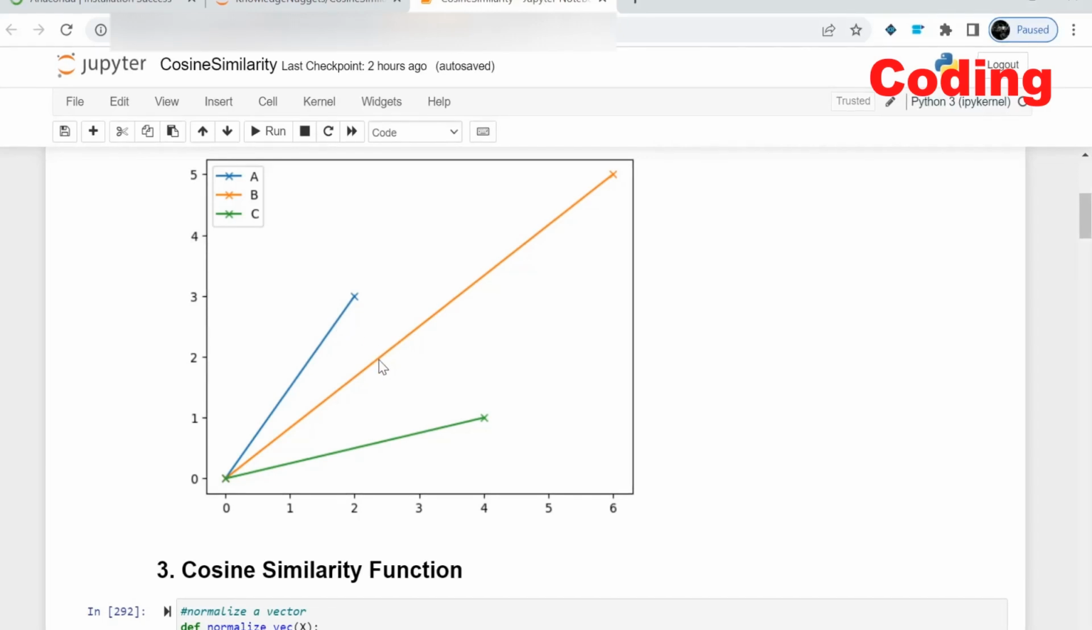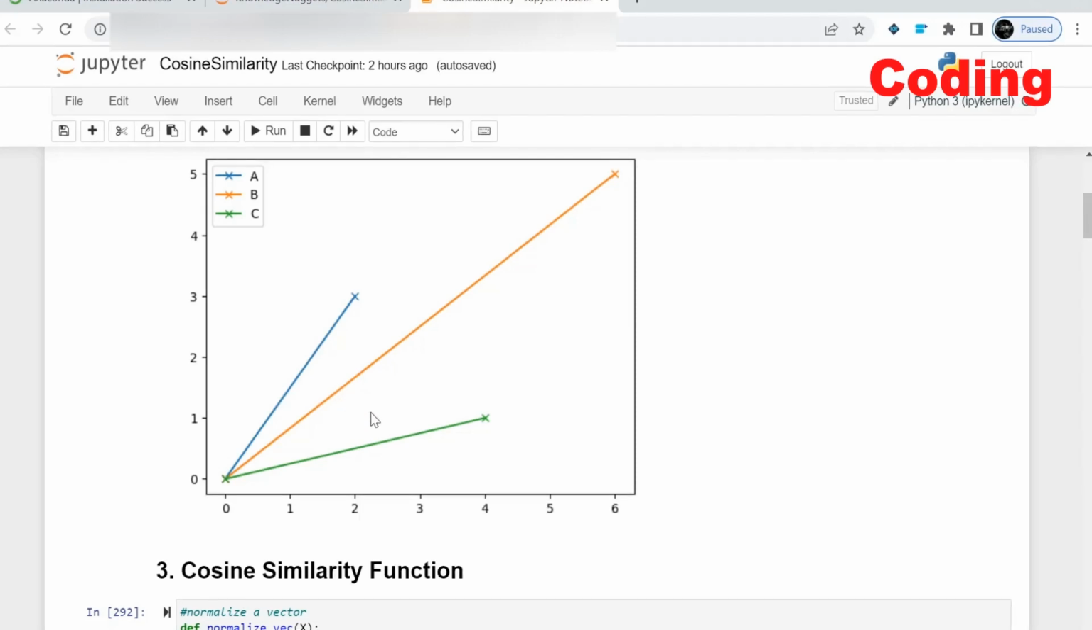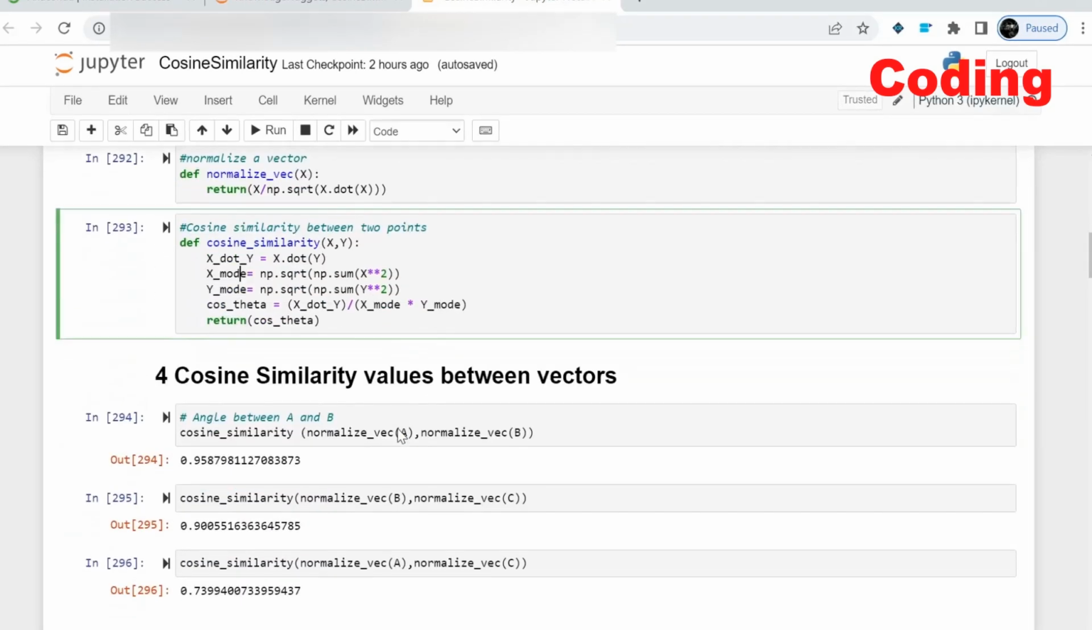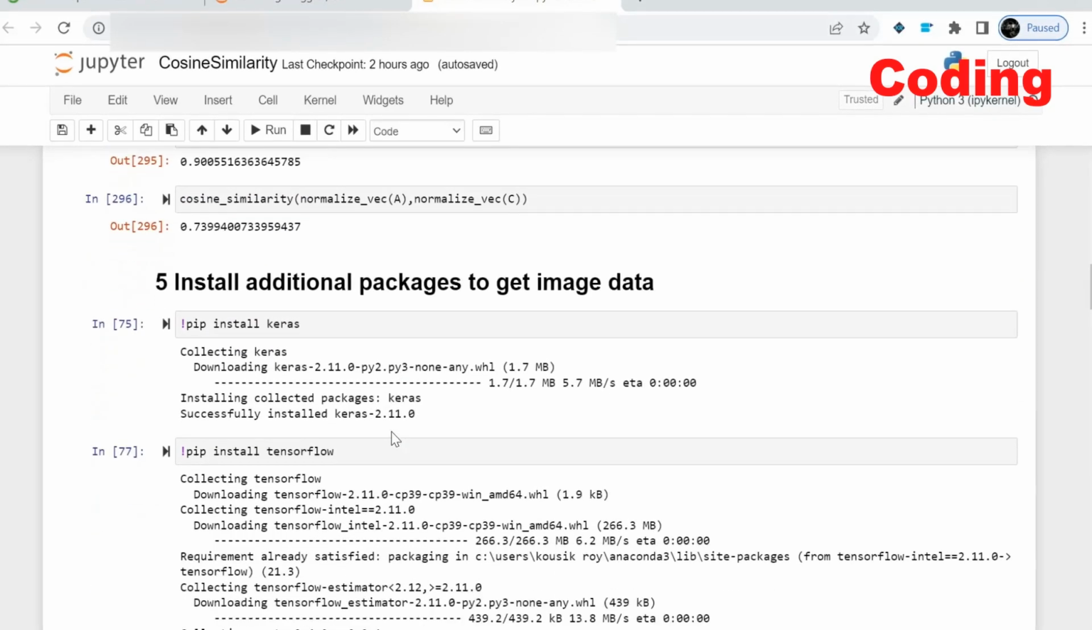As vectors A and B are much closer compared to B and C, the cosine similarity between A and B is greater than the cosine similarity between B and C. At the same time, vectors A and C are far away, and that's why the cosine similarity between A and C is the lowest.